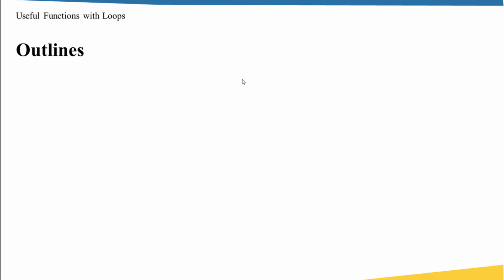In this lecture, I'm going to introduce you to three functions that you are going to use a lot when you use for loop. The first function is range, the second function is enumerate, and the third function is zip. And I will end this lecture with a quick summary, so let's get started.